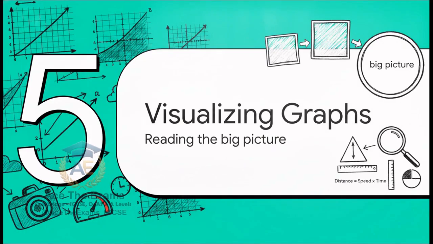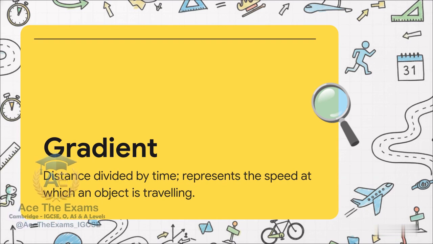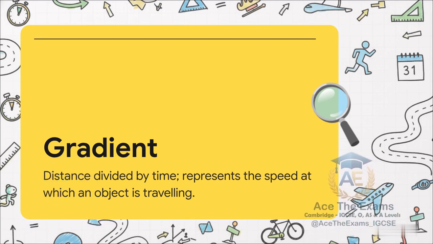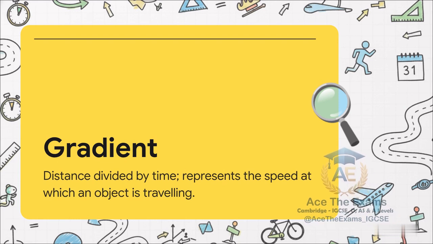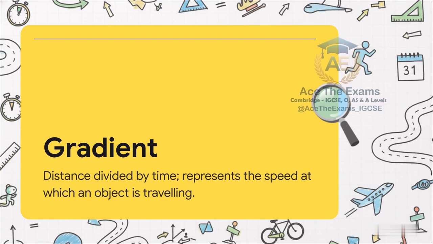Section 5. Visualizing graphs. Reading the big picture. Our final step as analytical exam photographers is to look at the fully developed picture. In mathematics, that is the distance-time graph. This is where we bring together absolutely everything we've learned today to read the big picture. When multiple journeys are plotted on the exact same axes, the shape of the graph gives an incredibly clear visual picture of the movement of each object, provided you know how to read the visual language.